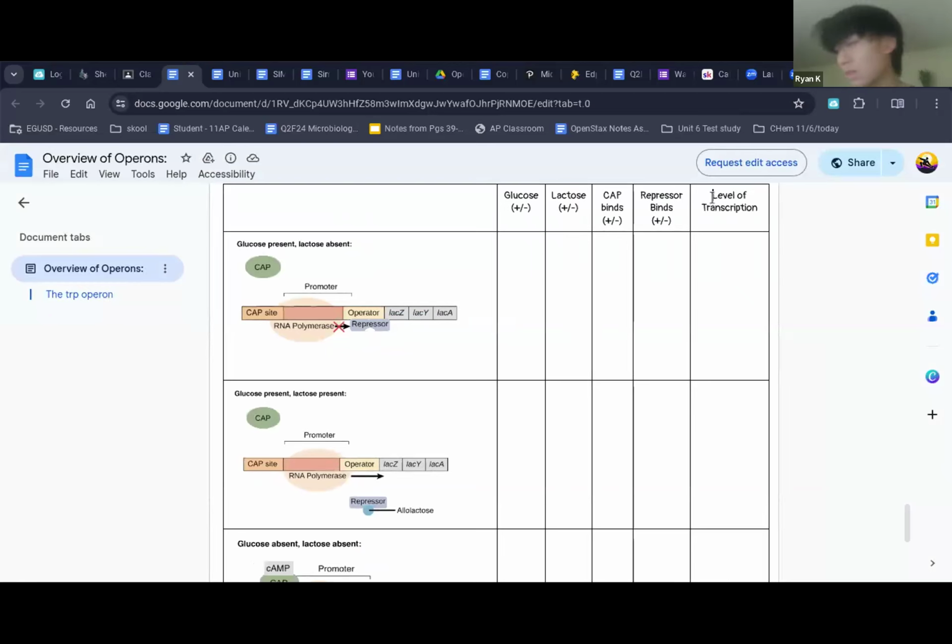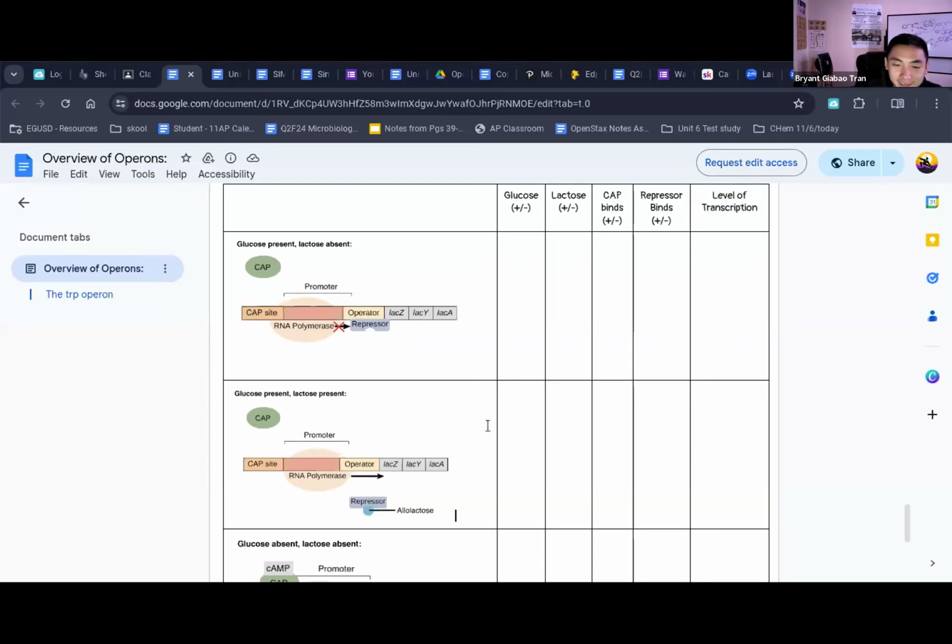And the level of transcription, well, let's see, CAP, there's glucose. So basically this is the CAP site, and then there's no... upregulated, downregulated, I don't know. I'm reading my notes. It says that there's no transcription. Yeah, there's no transcription because the repressor is in the way. This is about the milk enzyme, not glucose. Glucose has its own cycle.